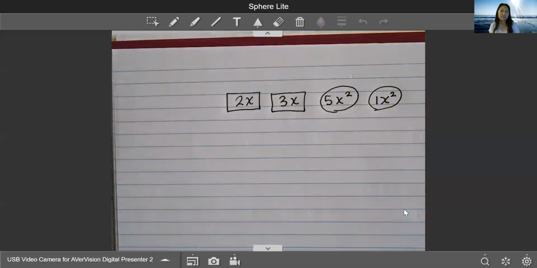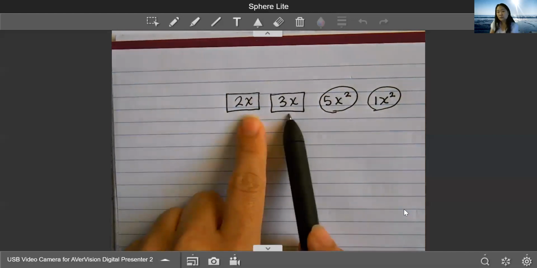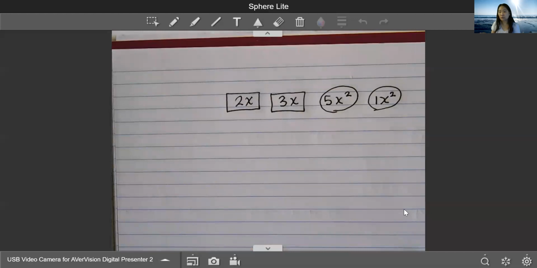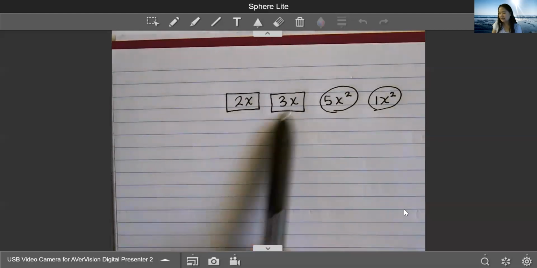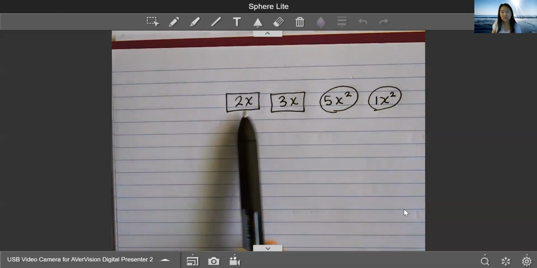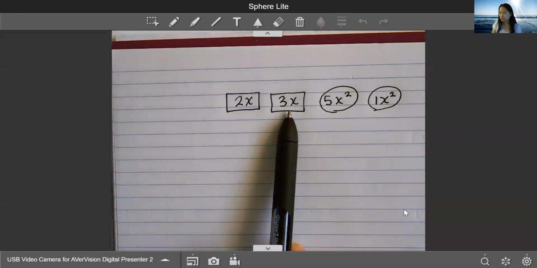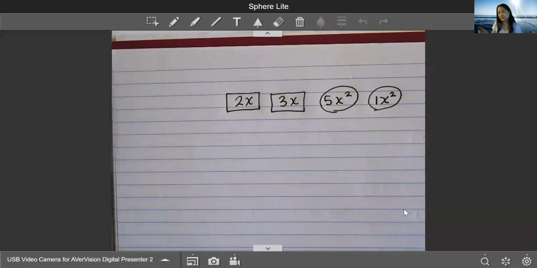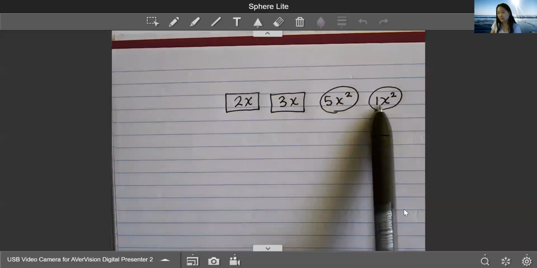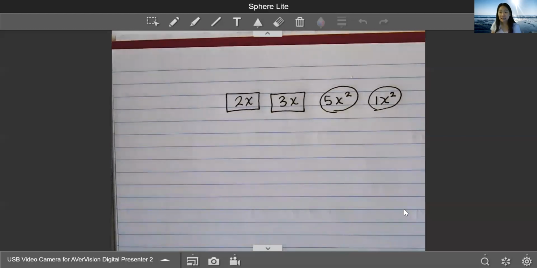The reason it's important about the like terms is because if you have like terms, you can add or subtract. Okay, so I can combine these and say now I have 5x. 2 plus 3 is 5, so 2x plus 3x would make it 5x. Similarly, I can say together there are 6x to the second power.